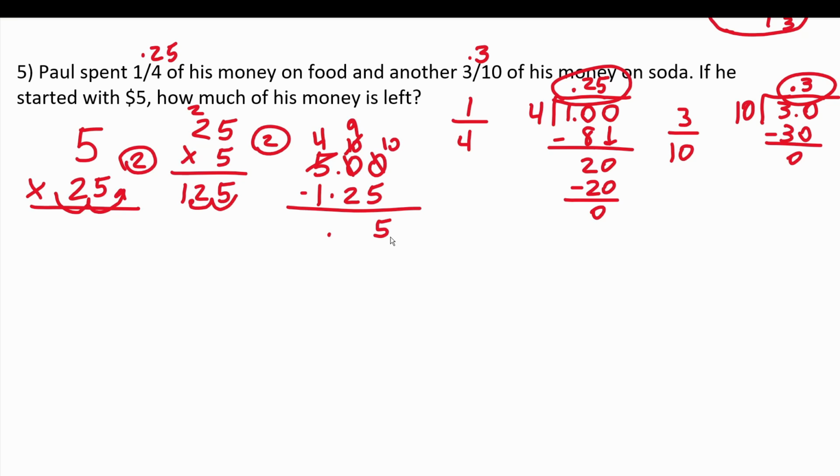10 minus 5 is 5. 9 minus 2 is 7. And 4 minus 1 is 3. So we can see that after spending a quarter of his money, which is the equivalent of $1.25, he has $3.75 left. Now let's go ahead and do the same thing with 3/10.